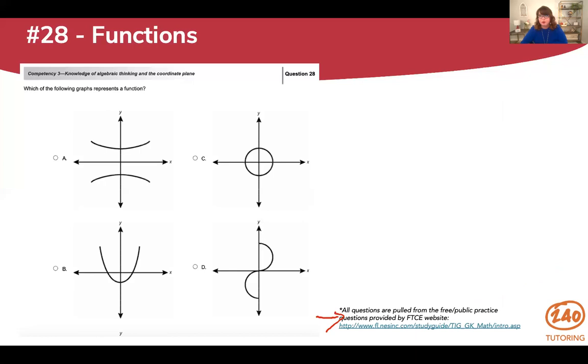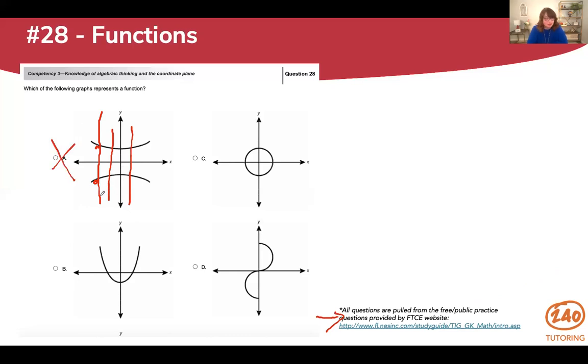All we're going to do is draw vertical lines, up and down lines. If that line crosses the graph more than once, it does not pass the vertical line test. So I'm going to look at option A here first, and I'm just going to draw a vertical line. And you know what? We cross here and here. So this is not a function. I can do this anywhere along the graph, a vertical line. So this is not a function.